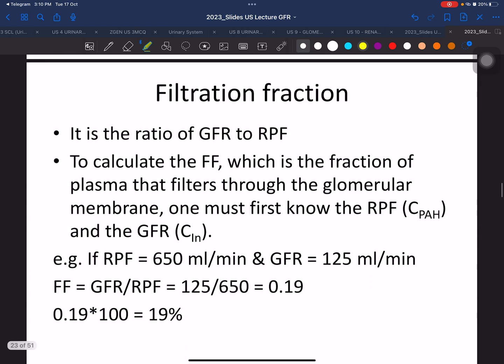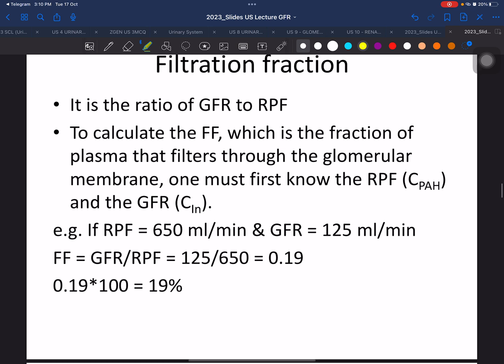So back again to filtration fraction. Filtration fraction is the ratio of GFR to renal plasma flow. In order for you to know the filtration fraction value, which is the fraction of plasma that filters through the glomerular membrane, you need to know the RPF.